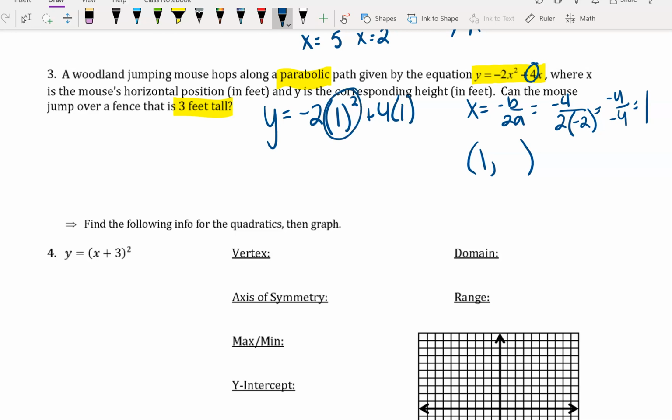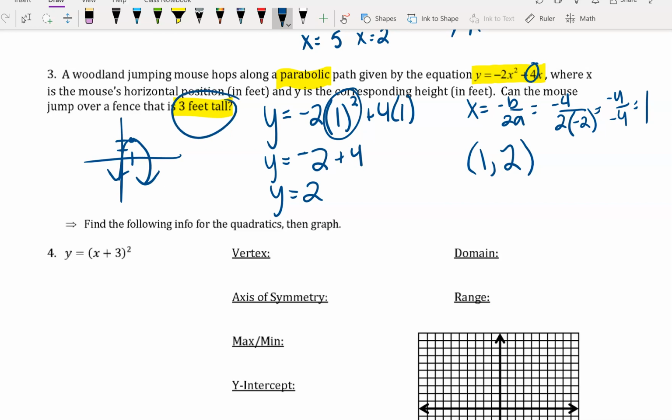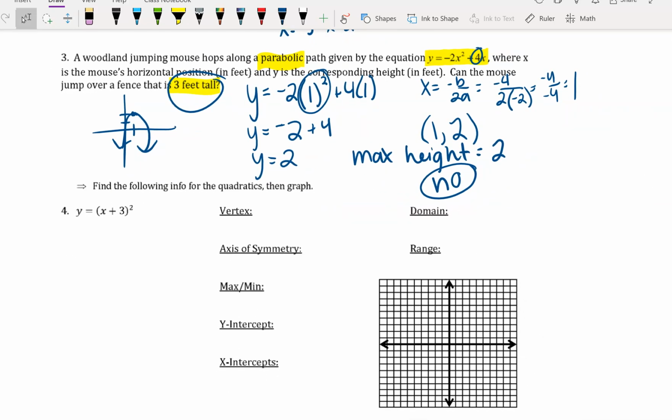So we always start with squaring. 1 squared is 1. -2 times 1 is -2. And then 4 times 1 is 4. -2 plus 4 is 2. So y equals 2. Meaning the maximum height of this parabola is going to be 1, 2. Our parabola is going to look something like that. So max height equals 2, which means no. He cannot jump 3 feet high.